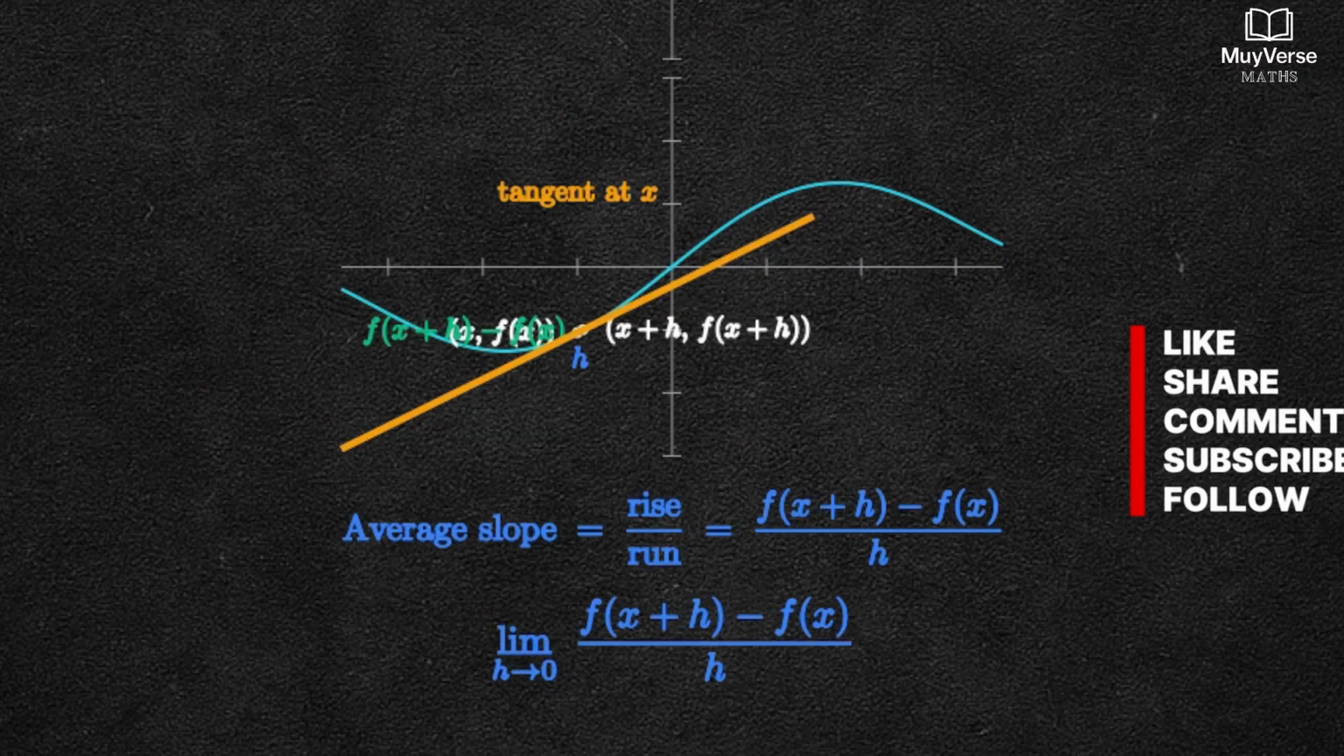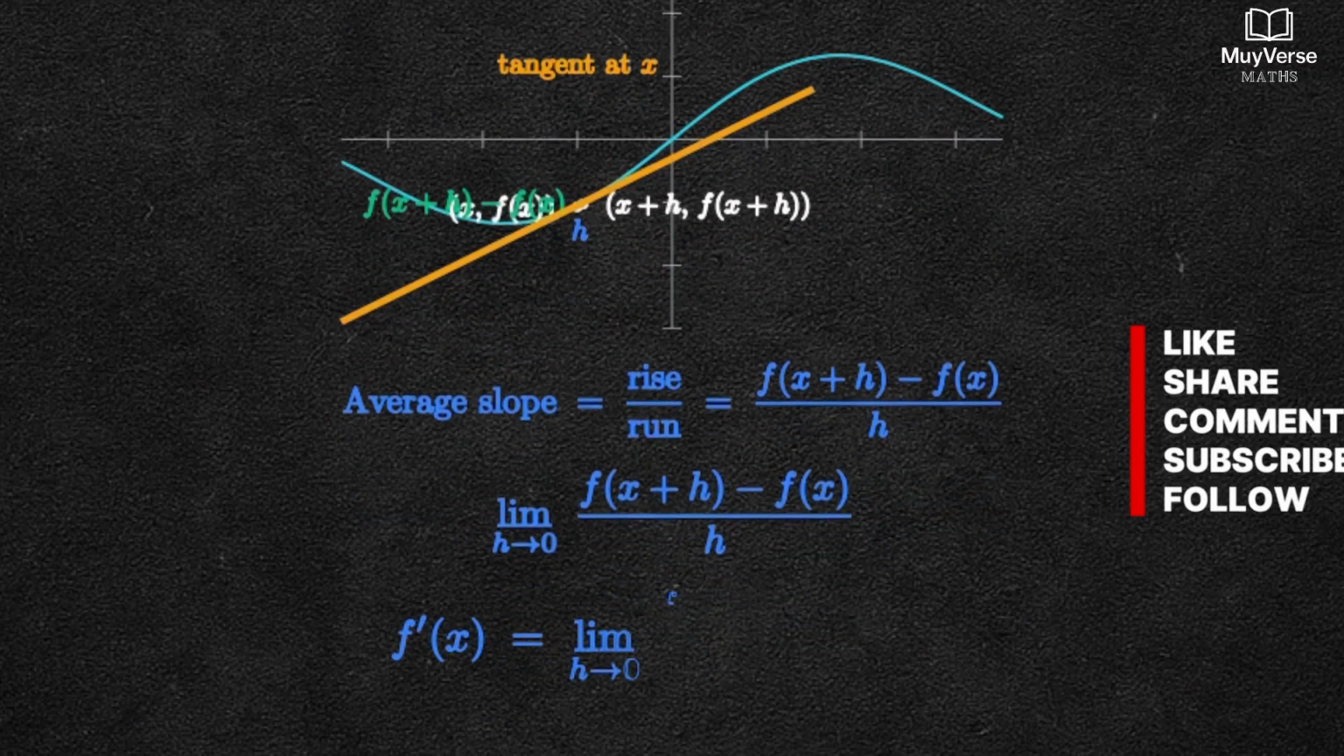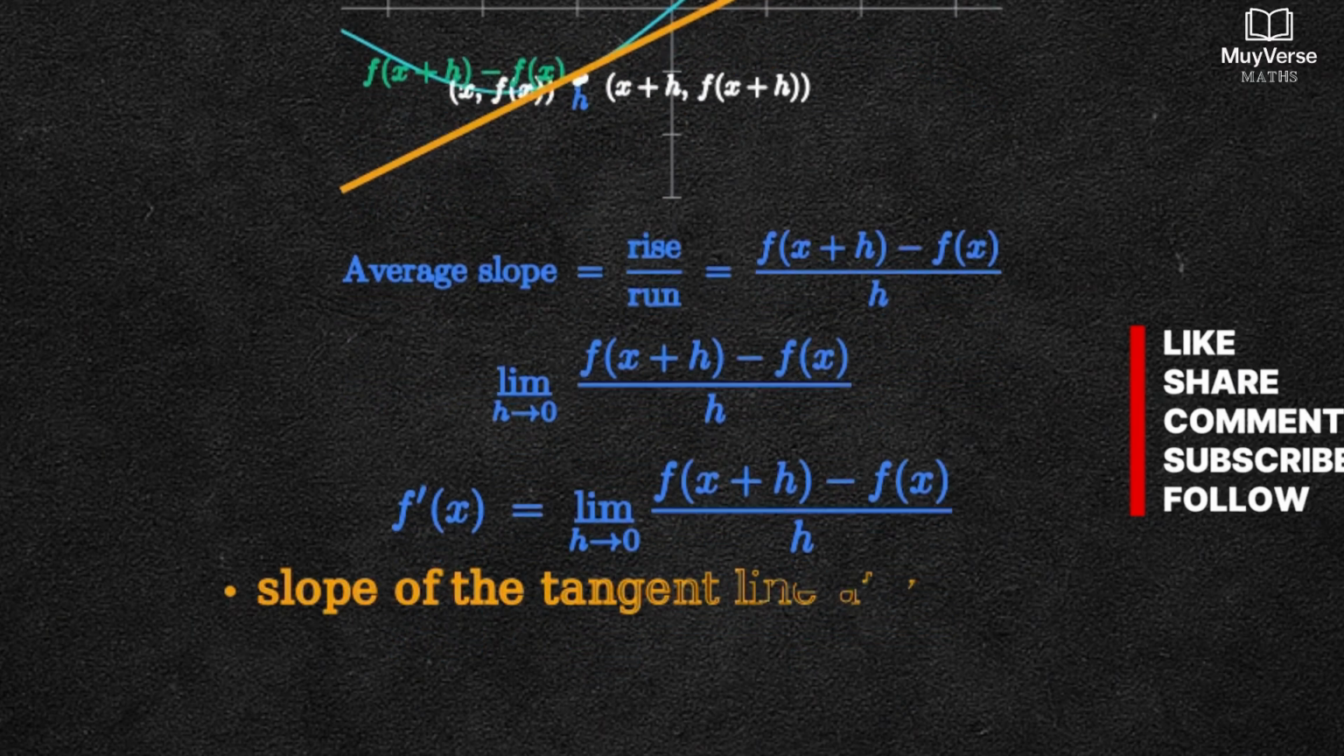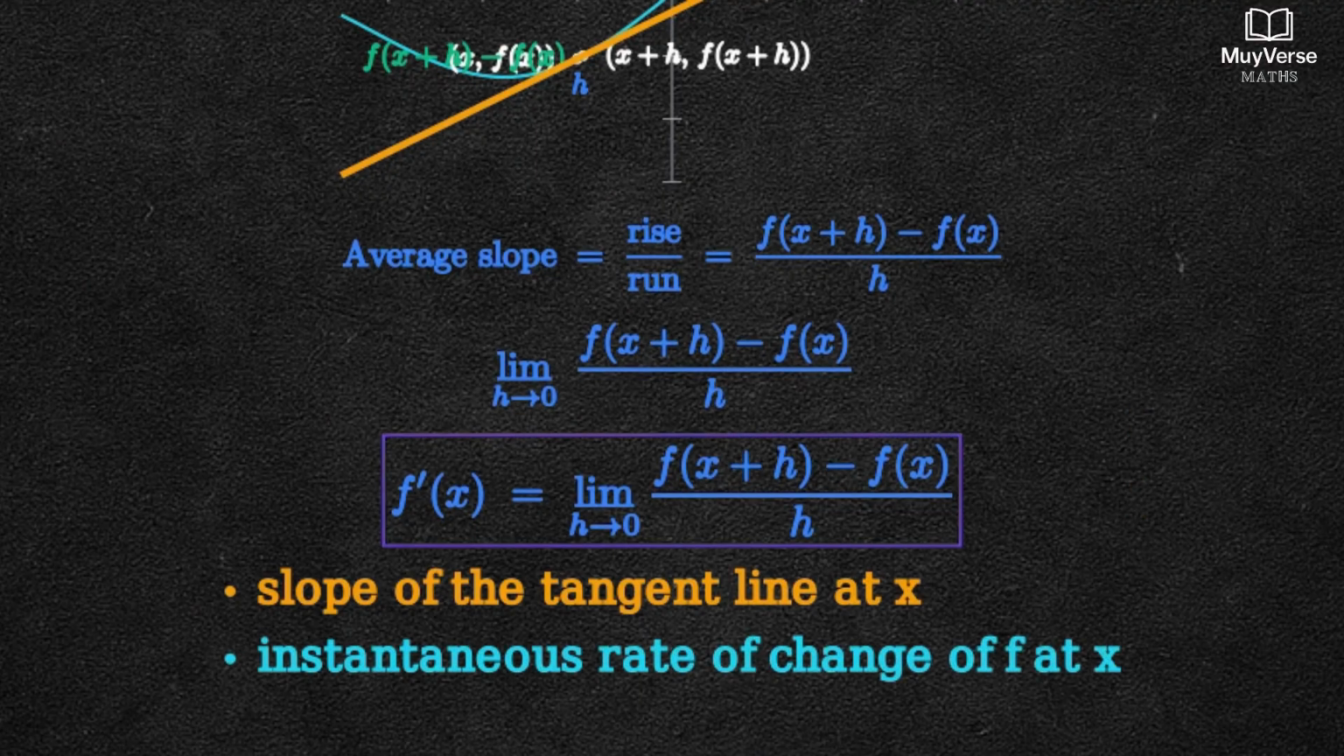Step 3. The result and meaning. The derivative f prime of x is equal to the limit as h approaches 0 of the difference quotient. It equals the slope of the tangent line at x, and it represents the instantaneous rate of change of f at x.